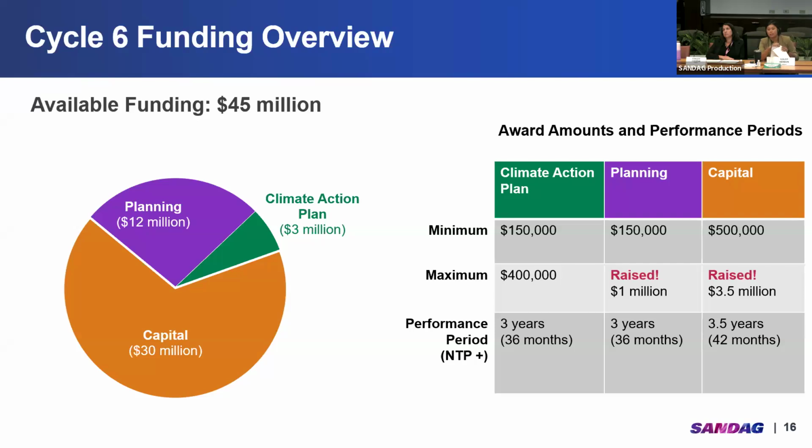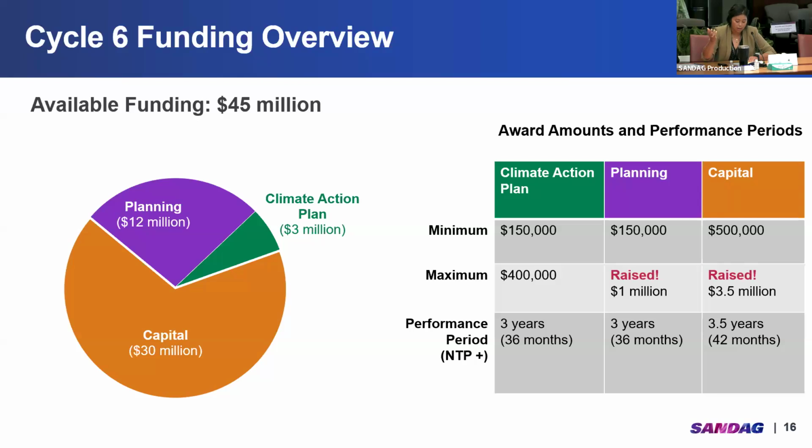Staff proposes to release $45 million for Cycle 6. The pie chart on the left shows the breakdown of the proposed amounts that would be available for each of the three categories. We have $30 million available for capital, $12 million for planning, and the remaining $3 million for climate action plans. Agencies can submit multiple applications for consideration under each category. And if there's leftover funding for a given category, say because it's undersubscribed, we would be able to move it around to an oversubscribed project category.